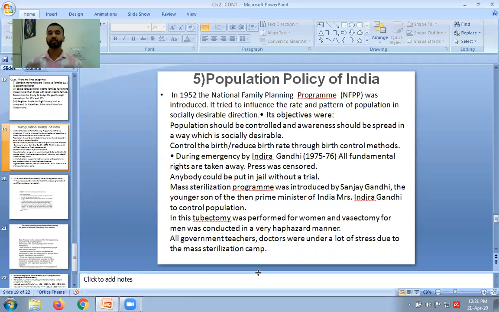Press was censored. There was no press that could cover the news related to this mass sterilization, and censored means the functioning of the press was stopped. Everyone was put in jail without any trial because people were sometimes creating resistance to this policy. But the government was forcefully doing everything, right? And look at my cursor. Here, tubectomy was performed for women and vasectomy was performed for men, right? Okay, so this was what was happening.